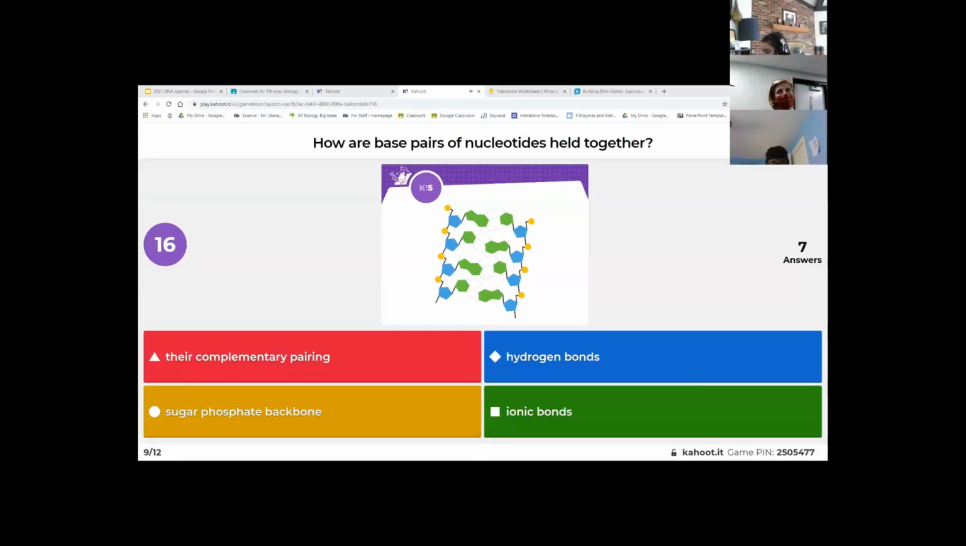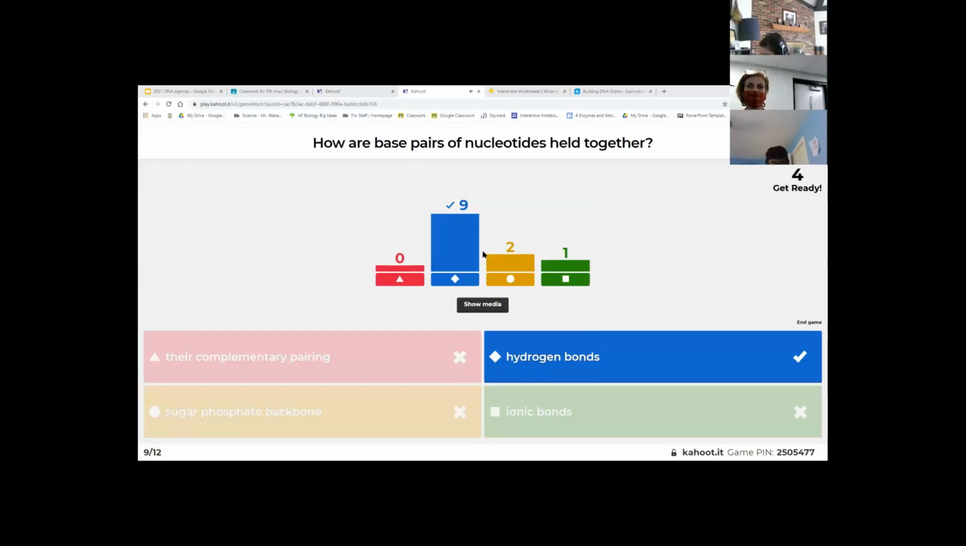What holds them together in the middle? What are you going to find in between the nitrogen bases? These dotted lines are hydrogen bonds. There's 3 between cytosine and guanine. There's 2 between adenine and thymine.